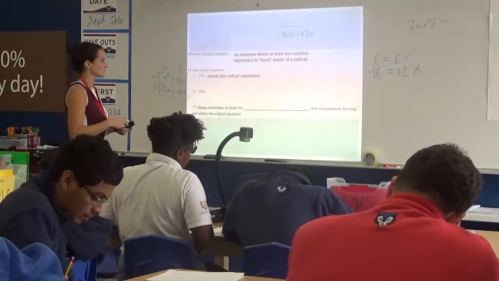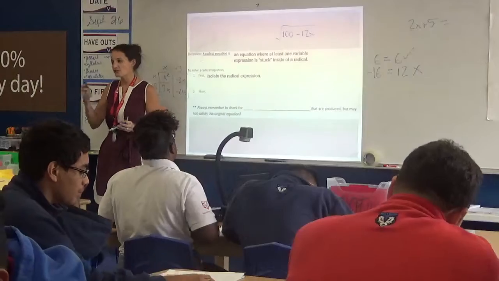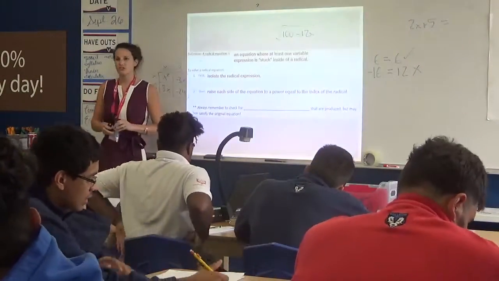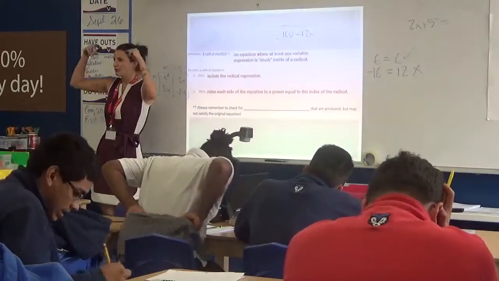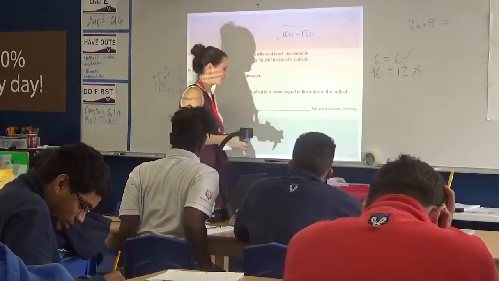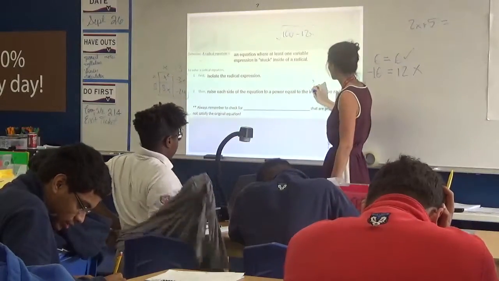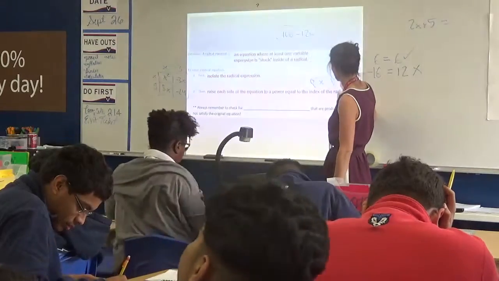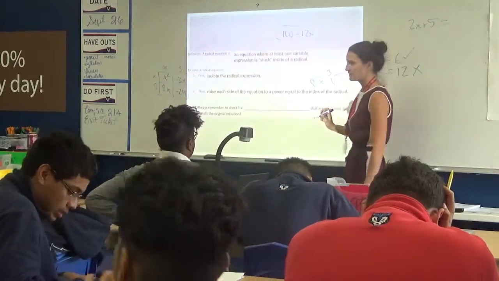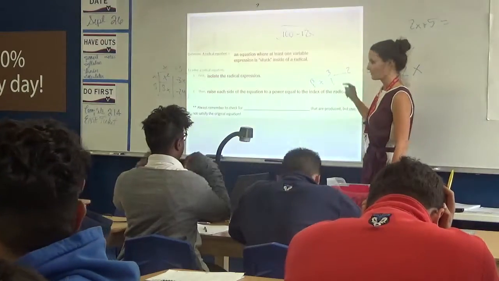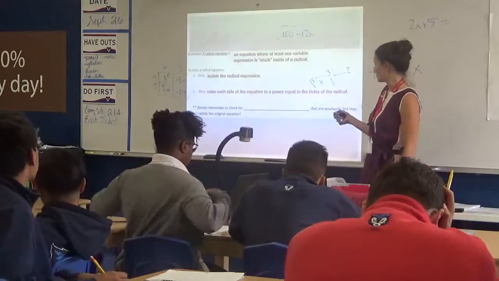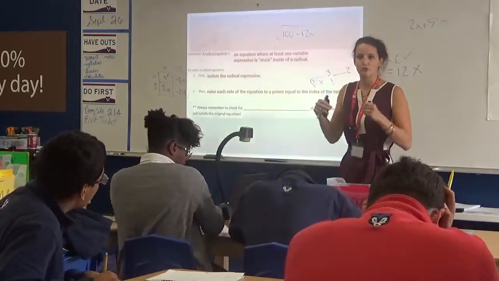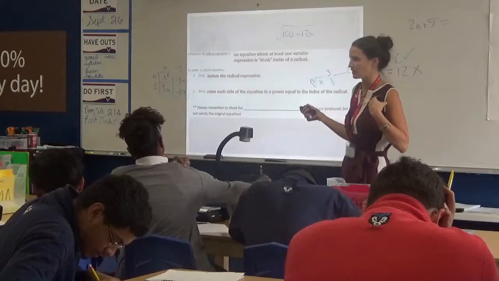Next, not until you do that, after you do that, is when you can then raise each side of the equation to the power of whatever we call the index of the radical. If it's a cube root, we raise it to the third power. If it's a square root, we raise it to 2. So we raise it to the power that matches our root. We cannot square both sides or cube both sides until we isolate the radical expression.